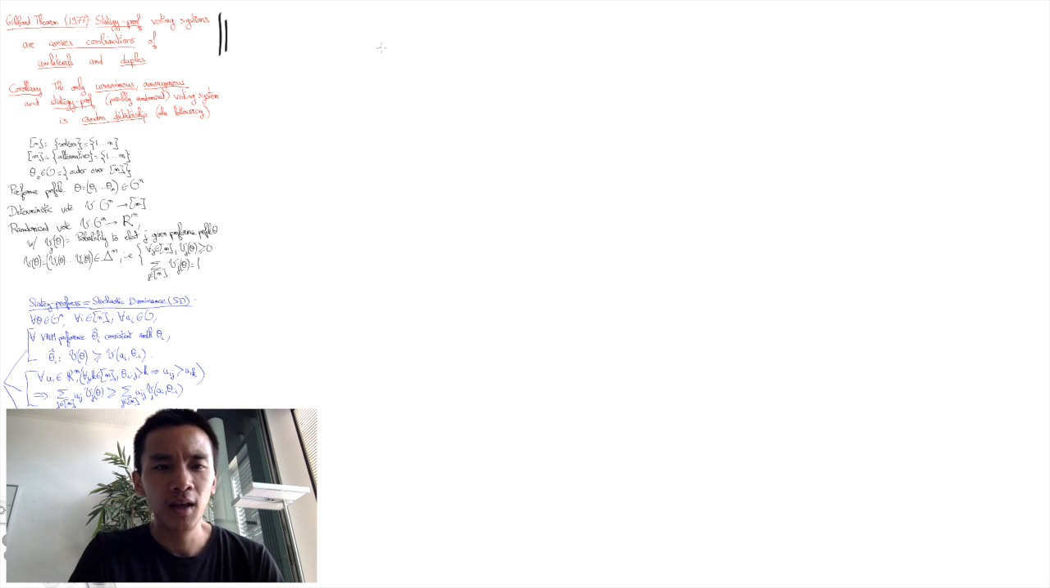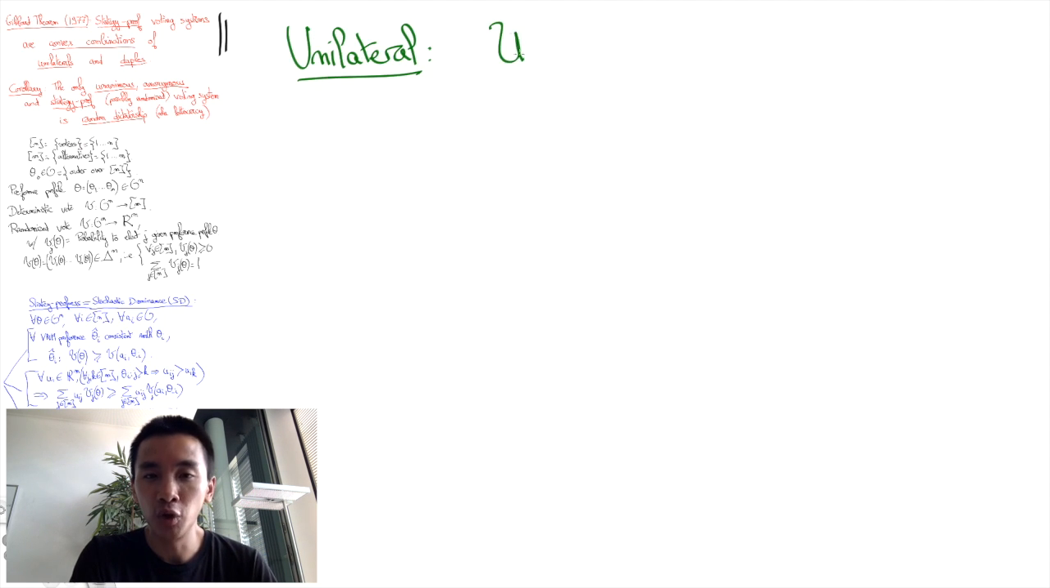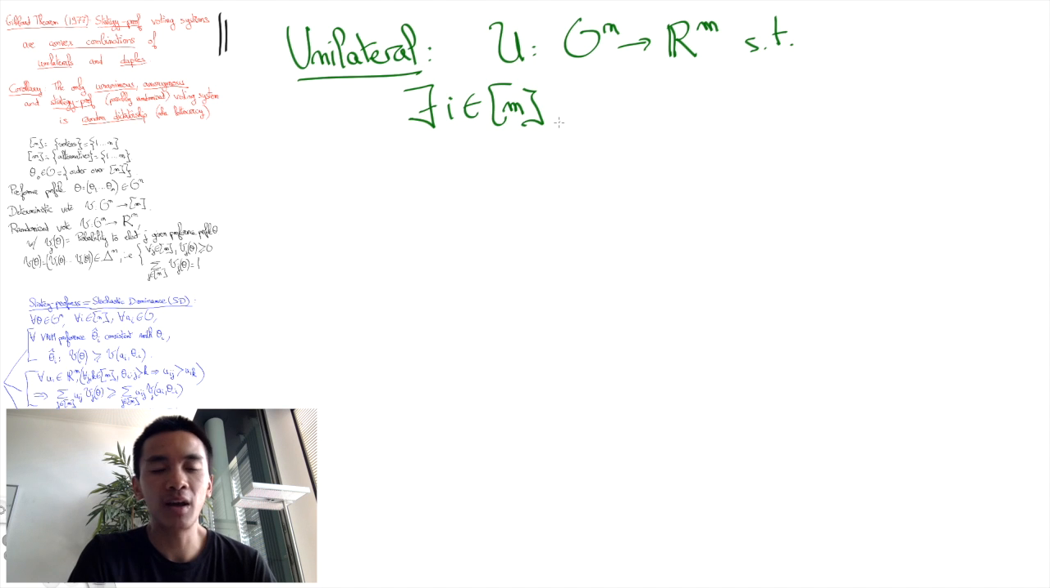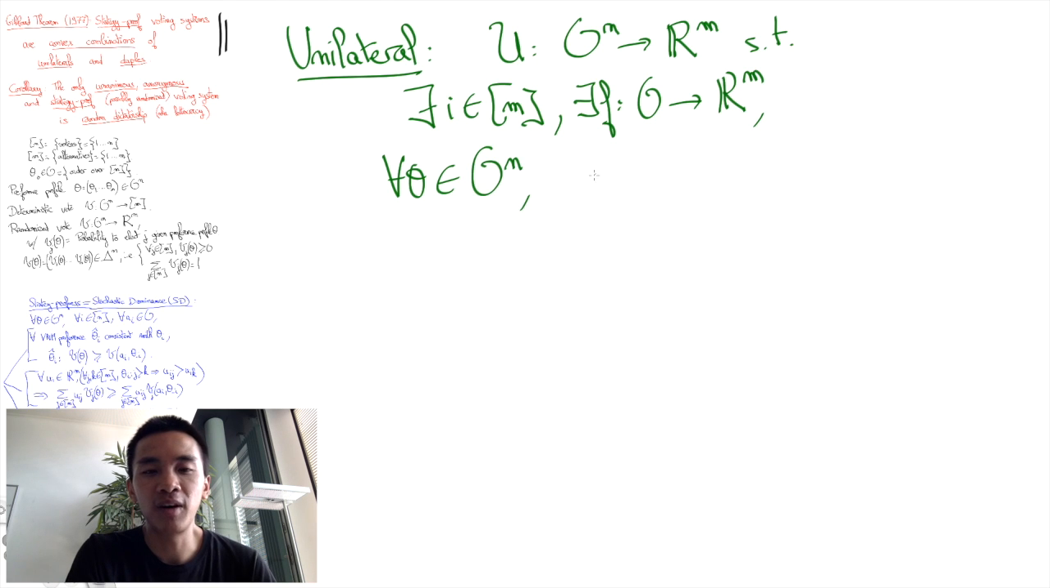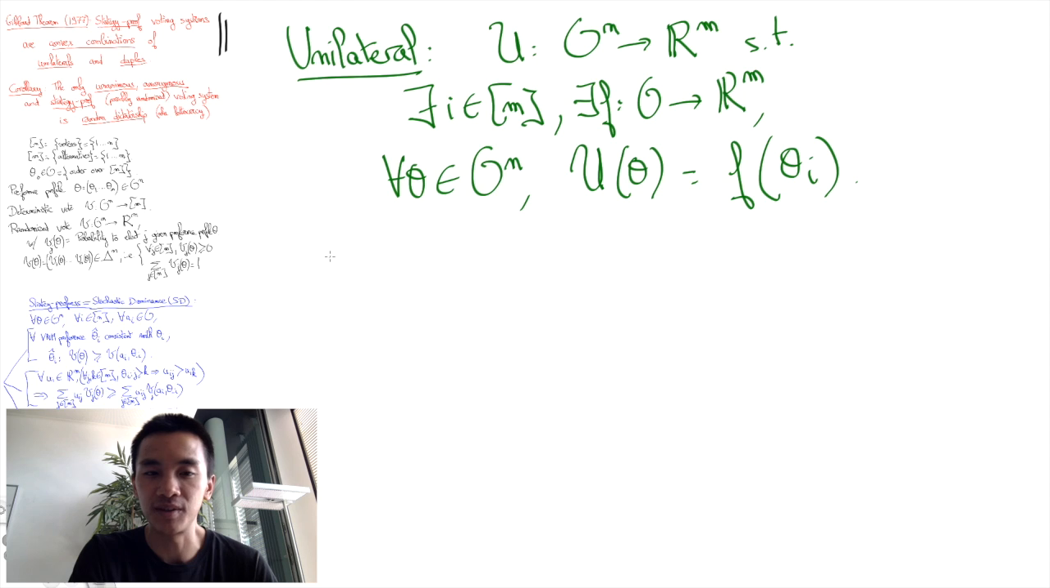So what are these? Well, a unilateral voting system U is a voting system, so it goes from O to the power n to R to the power m. And the outcome of this unilateral, possibly randomized voting system is actually a function of a single voter's ballot. That is, U is unilateral if and only if there is a dictator, let's call it I, and a function f that goes from O to R to the power m, such that for any preference profile theta, V of theta is actually equal to f of theta I. It does not depend on other voters' preferences.